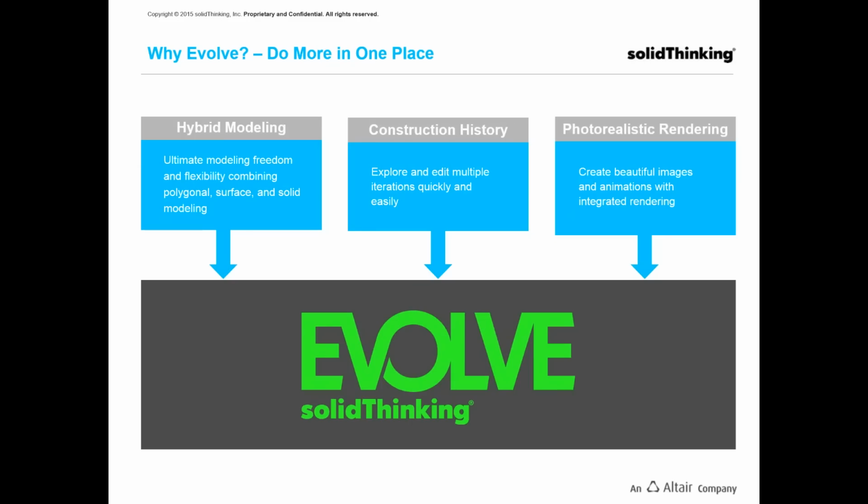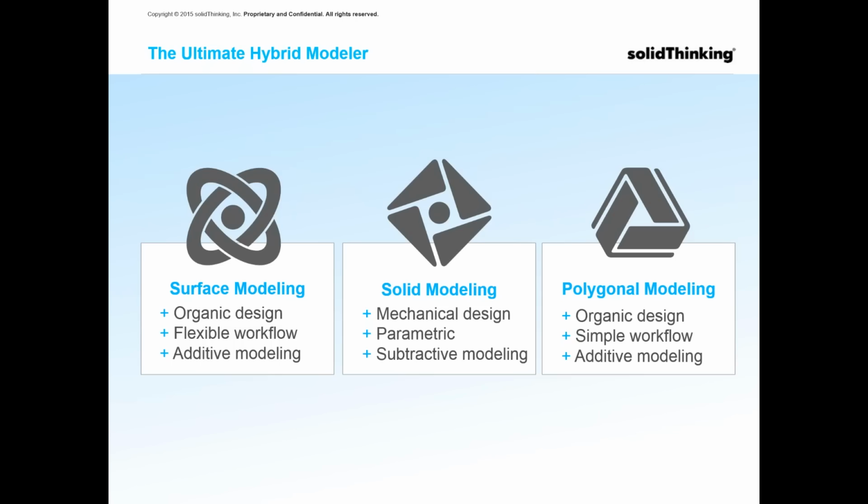So it combines surface modeling, solid modeling, polygonal modeling. We will see this in a bit with my demo. And it also features construction history. As we said, you can generate a lot of variance without redoing your model all the way through. And all of this package is combined with photorealistic rendering, so you don't have to switch programs while you work. This is really important for timing and for schedules.